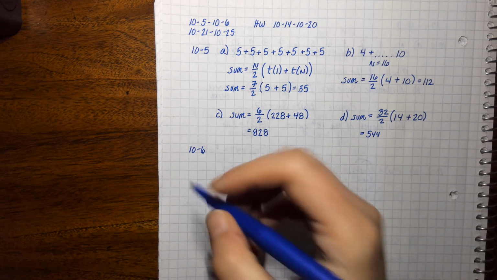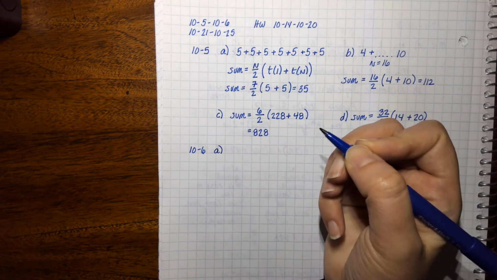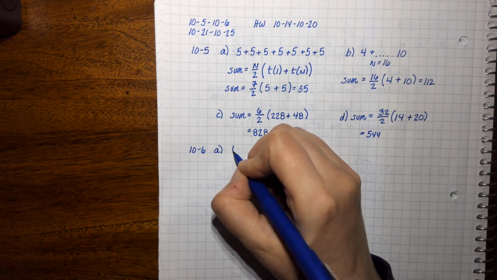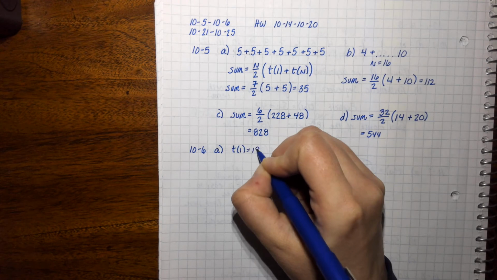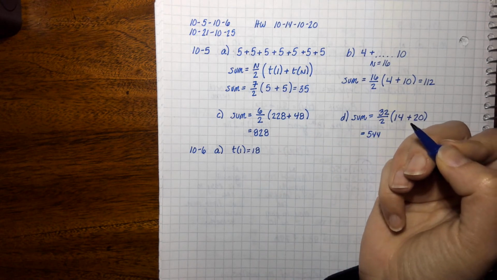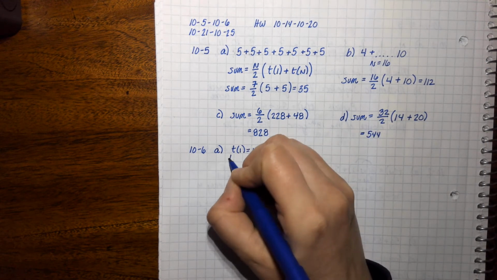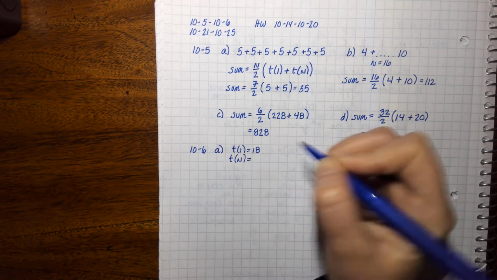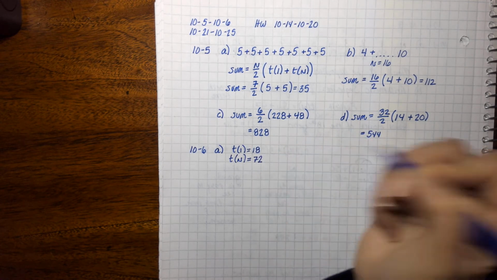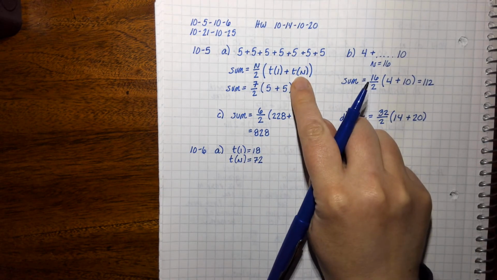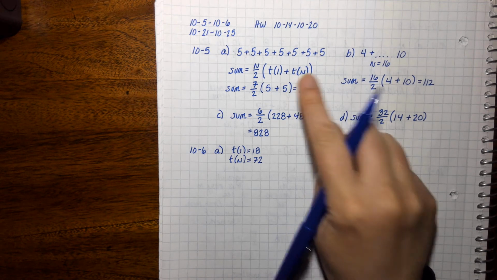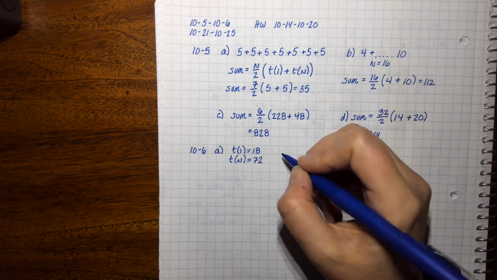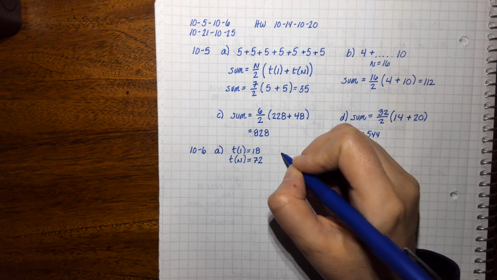Okay, so A. You know that the first term is 18. Okay, so I'm going to write T of 1 equals 18. You know the last term is 72. Okay, notice they didn't tell you what that was, so that's a variable. The last term is 72. And that's okay because look, we have to plug in for T of n. And the common difference is 4.5. Okay, the common difference is another word for the growth.